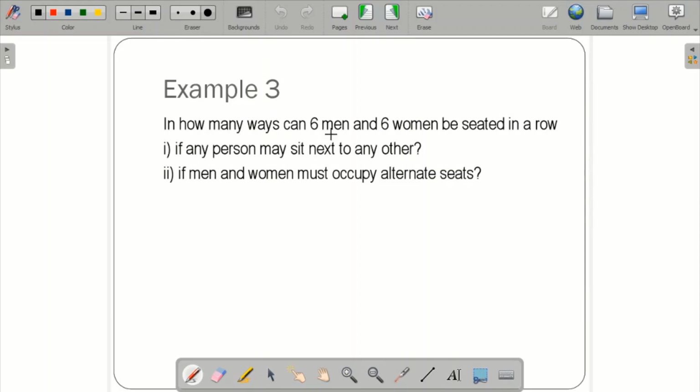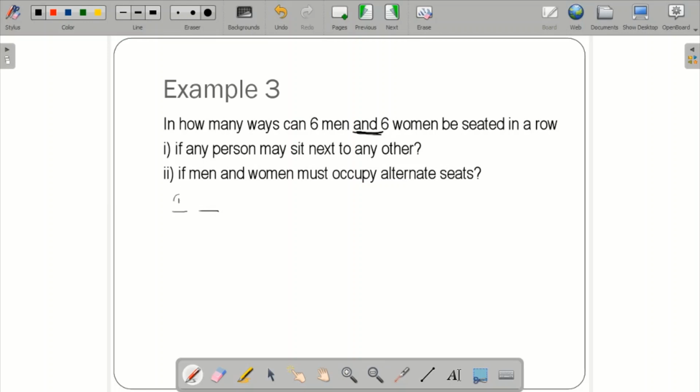In how many ways can 6 men and 6 women be seated in a row? 6 men and 6 women. So again product rule is there. Please be conscious. 6 men and 6 women. So whenever this is happening simultaneously, totally how many seats do I want to occupy? 12. I'll just write here 6 men and 6 women, right?